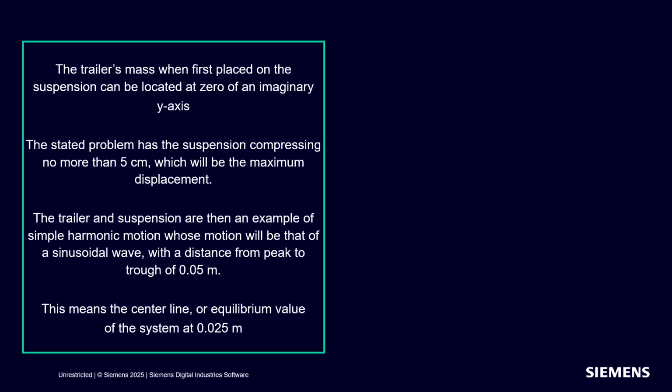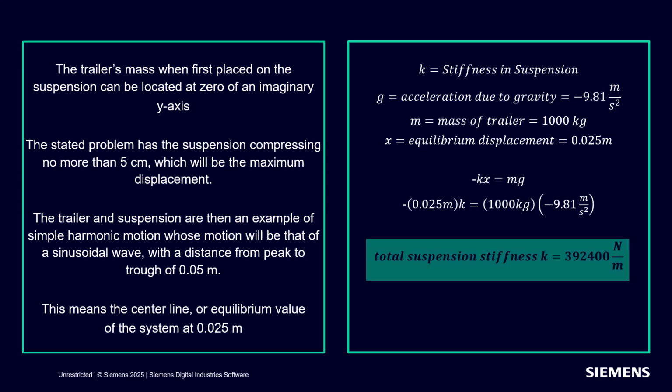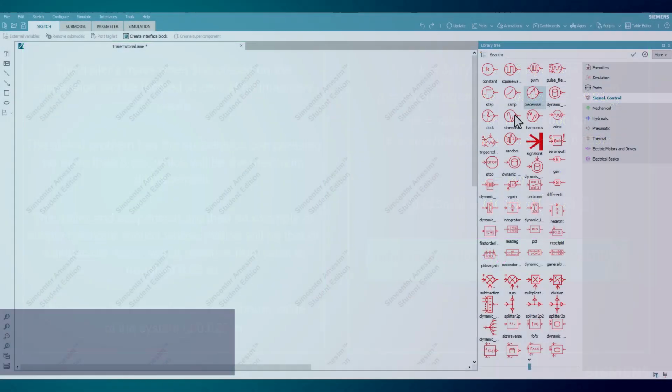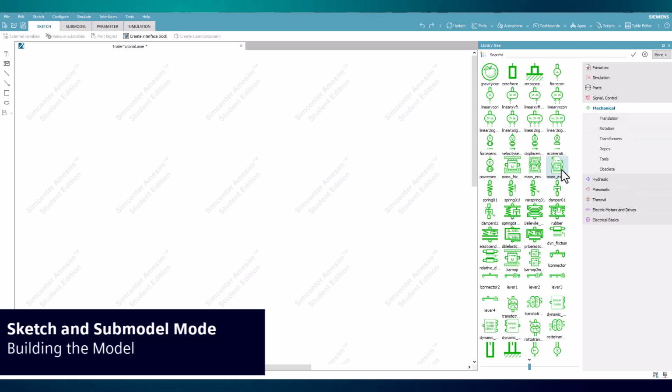This makes the equilibrium value of the system at 0.025 meters. Taking this equilibrium distance, trailer mass, and acceleration due to gravity, and by equating the spring force from the suspension as being equal to the force from gravity acting on the trailer, we solve for the stiffness value to be 392,400 newtons per meter.